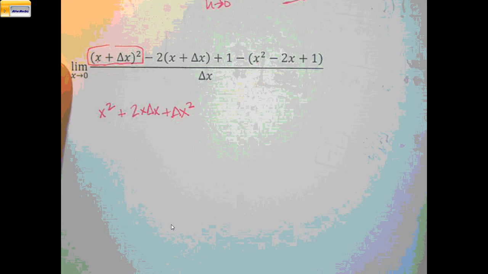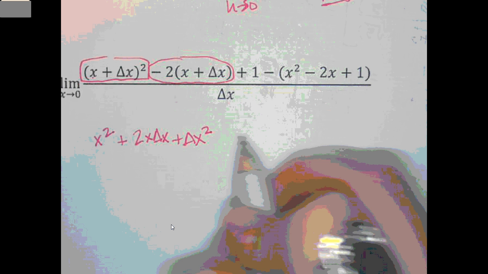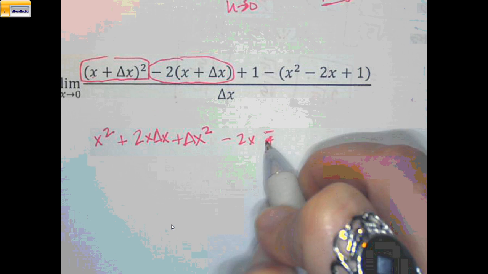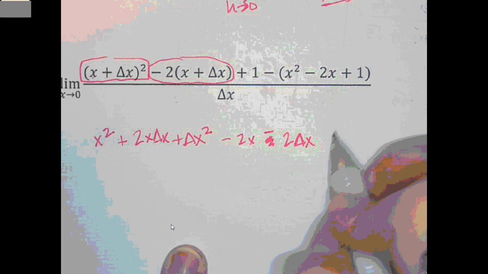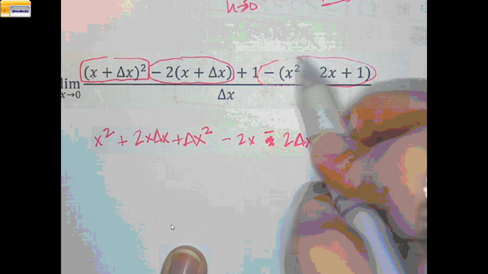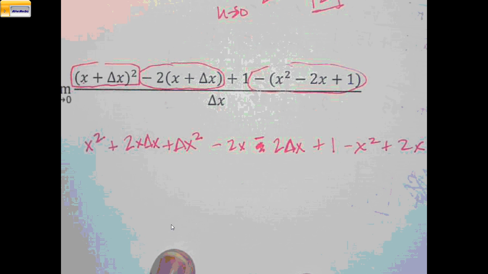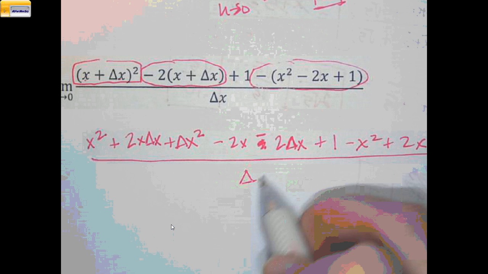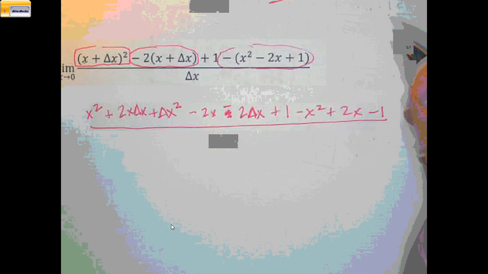What do you guys want to do about this piece right here? Distribute. So now I have minus 2x plus, whoops, just kidding, minus, my bad, minus 2 delta x plus 1. What do I do in this last piece? Yeah, distribute the negative. So I have minus x squared plus 2x minus 1. And the whole thing is over delta x. I know you guys thought it was nuts when we started putting letters in math, and now we're putting in shapes. We're just going to see how many things we can throw at you guys.